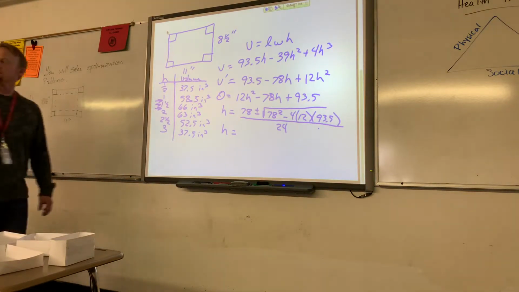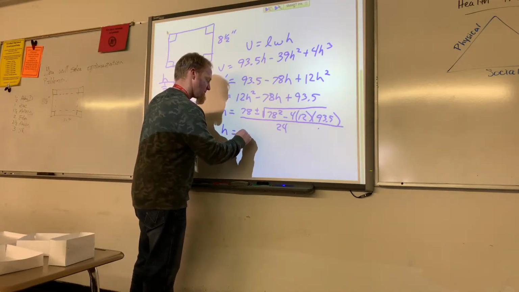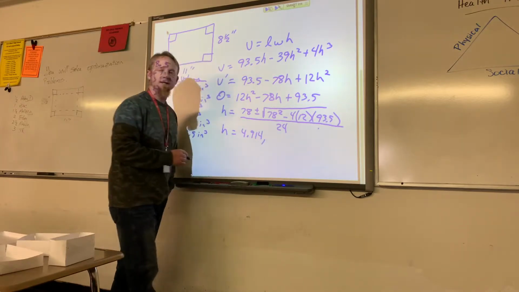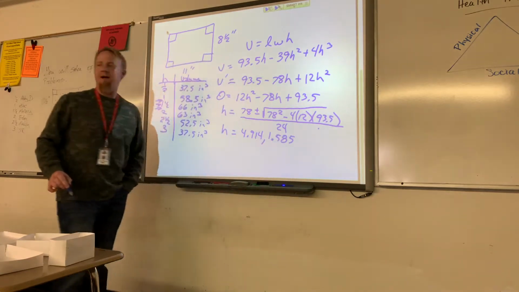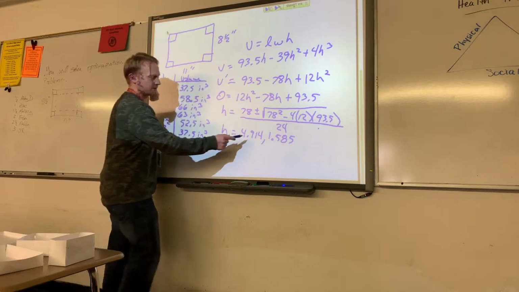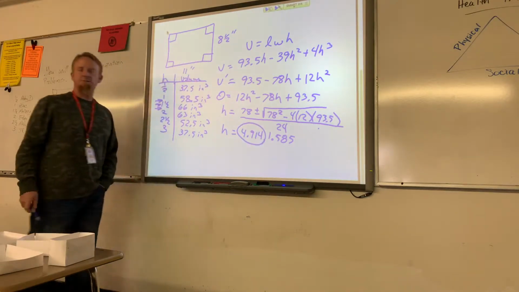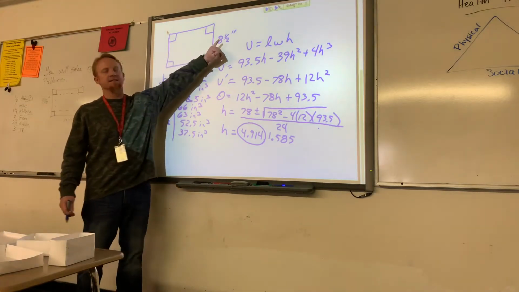4.9 and 1.5. Give me 3 decimals. 4.914. 4.914. And the other one? 1.585. 1.585. Now, look at this one. Is it possible to have a height of 4.914? No, because it's only 8.5. What's the biggest height you can have? 4 1/4. Okay? Because my biggest height I can have is half of this.